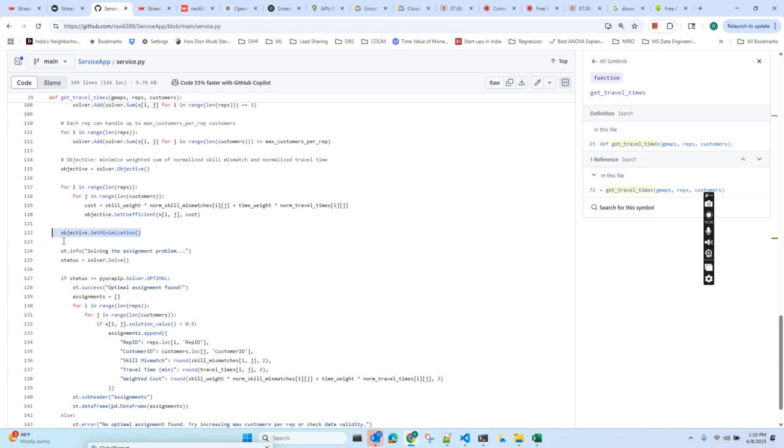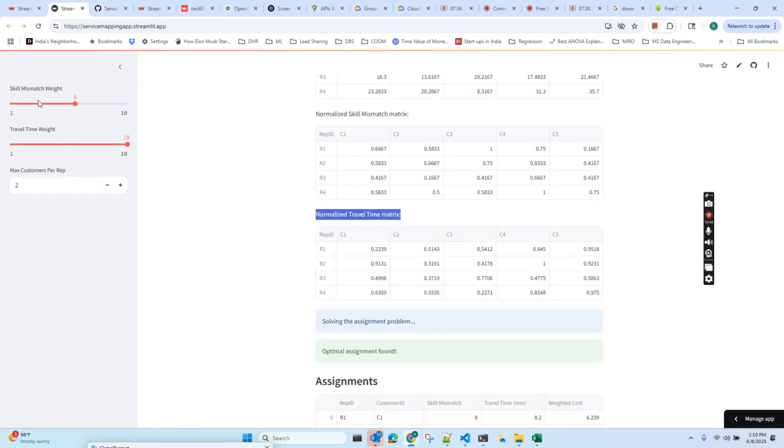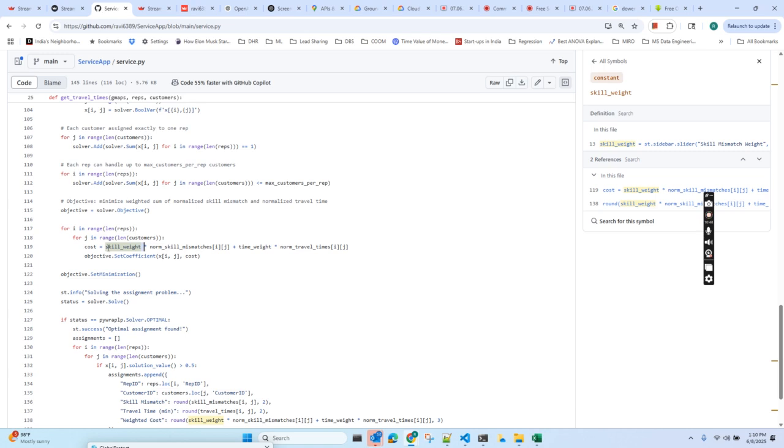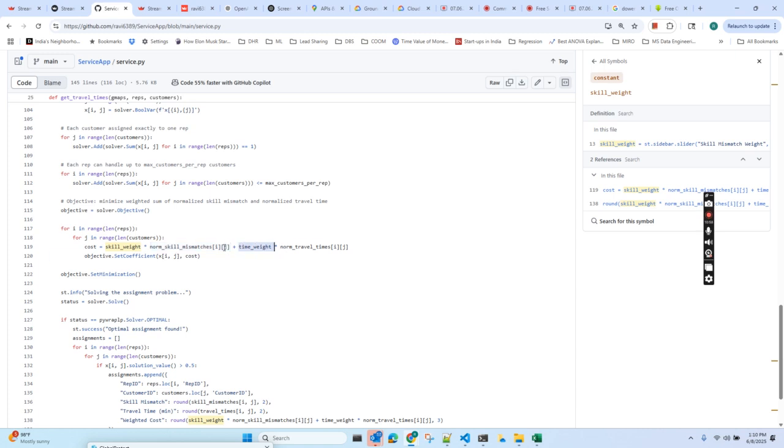Okay, so interesting. I just talked about cost, but how do we calculate this cost? So this cost is calculated by this formula. Okay, so we are saying skill weight, right? Skill weight is nothing but again this specific slider which we got, right? So we are saying that use a weight of 6 in this case and give it to the normalized skill mismatch matrix. And for time weight, use the slider which is 10. Right? So now you see more weight would be attributed to the time weight rather than the skill weight. And this is coming straight from what the user has fed.